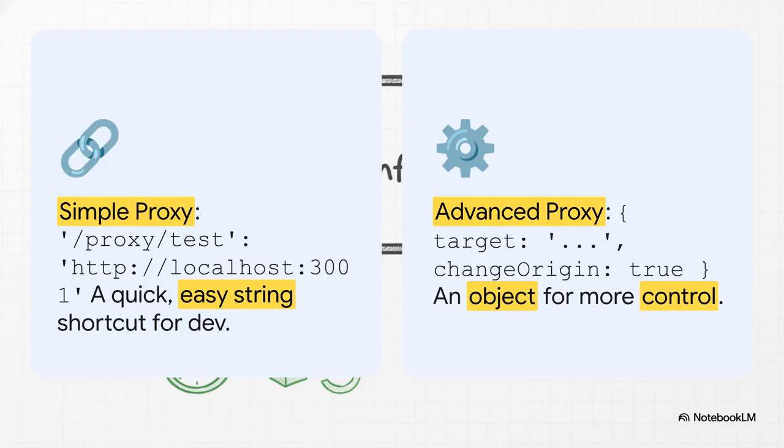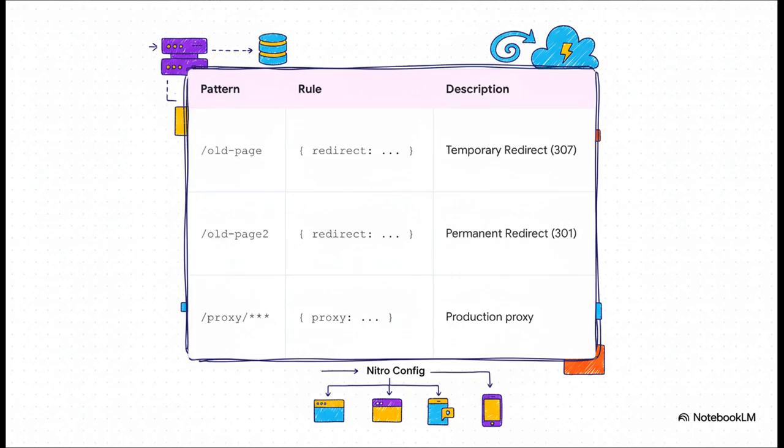For a quick proxy, you can just use a simple string. But if you need more control, like changing the request origin header, you can switch to the object syntax. It's built to handle whatever you throw at it. And look who's back! It's route rules again. See, they're not just for caching. You can also use them to define server-side redirects, which is fantastic for SEO when you move pages around. You can even set up proxies that work in production, which is perfect for routing a nice, clean public URL to one of your internal API endpoints.